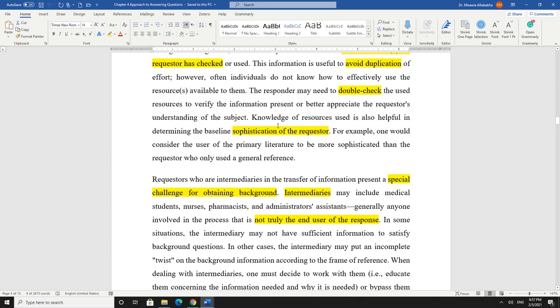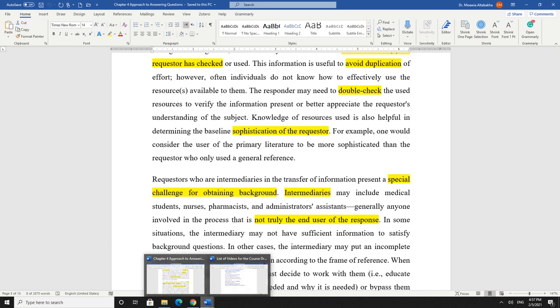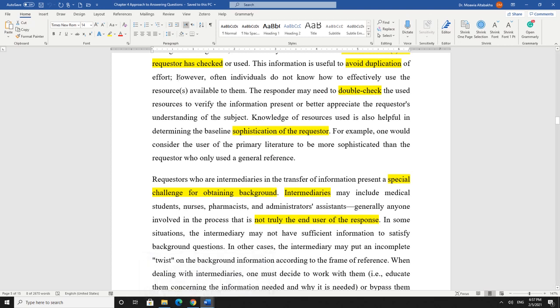As I told you, in most cases, the ultimate question that you will get after the background information is obtained is different from the initial question. What you also need to know is that if someone calls you and he asks you a question and this question is not related to him, for example, you ask your sister or you ask your friend, okay, can you call drug information center and ask them about my case?